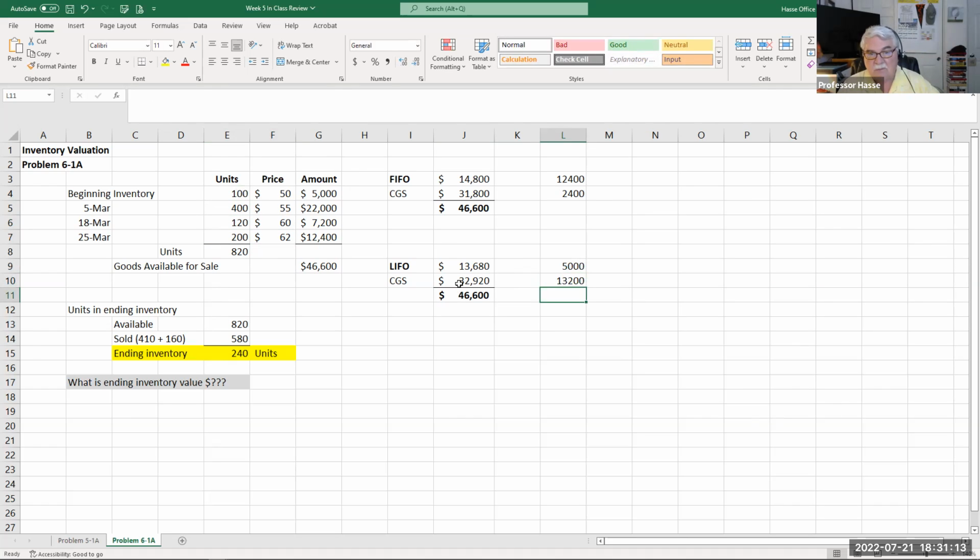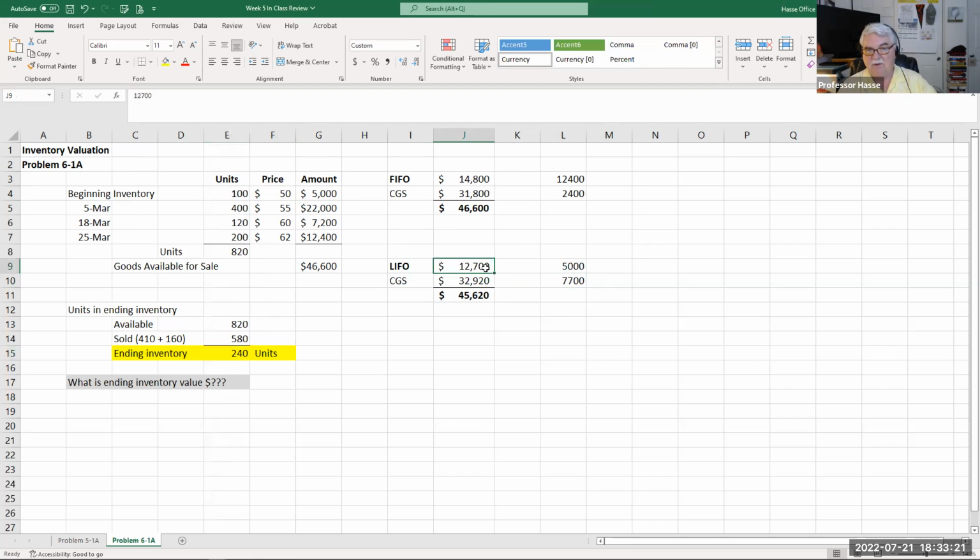So our ending, oops, what did I do wrong here? Let me double check this, check my arithmetic. Okay, I fixed my arithmetic. So in last in, first out, the goods purchased last are the first ones sold. So your inventory is made up of your earliest purchases, 100 units at $50, and then 140 units at $55. 100 and 140 equals your ending inventory.